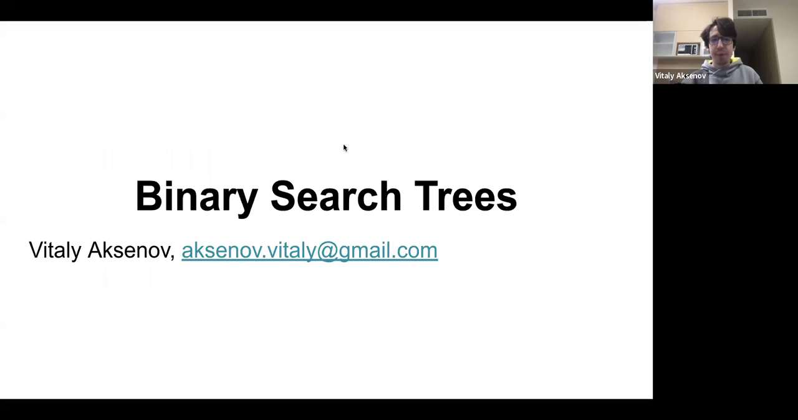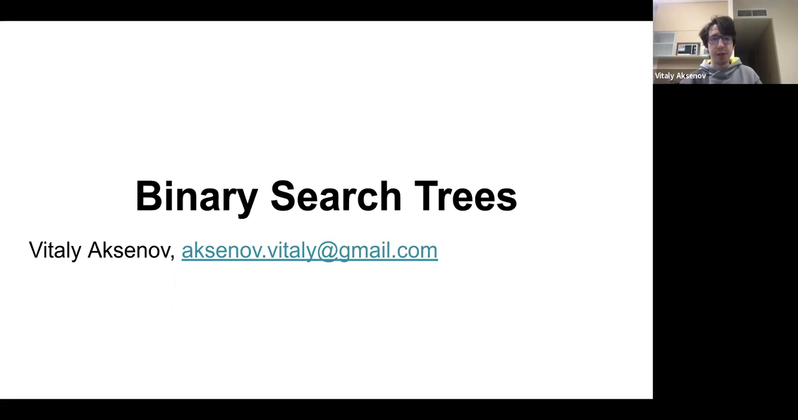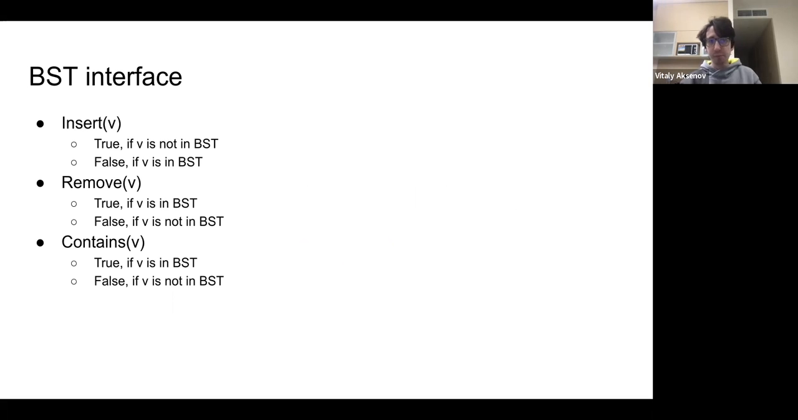Okay, let's go with binary search trees then. Let's start with the interface. In this part of the lecture, I will explain how to work with binary search trees in a concurrent manner. The binary search tree interface is trivial: insert, remove, and contains, and they are a little bit different from the sequential ones, where you just insert and you don't care about the answers. Insert returns true if the element is not in the binary search tree, otherwise false. Remove returns true if the element v is in the binary search tree, otherwise false. And contains tells true if the element is in the tree.